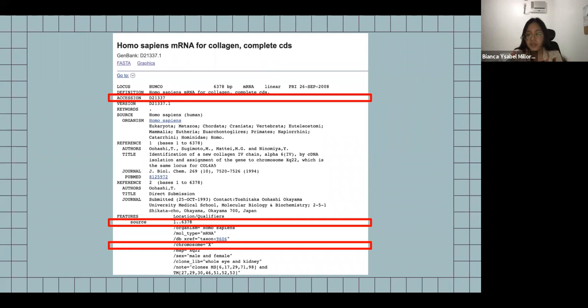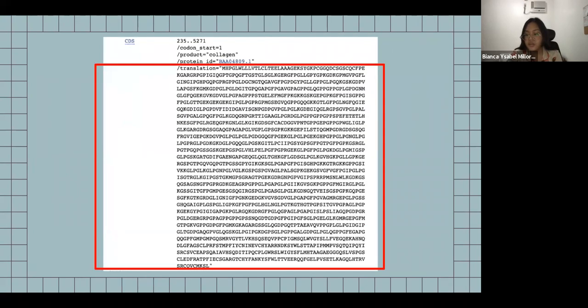This shows the GenBank data of the BLASTN. The GenBank accession number of the protein is D21337. Here we can also see that it is present in the chromosome X of humans. It starts at base 1 and ends at base 6378. This is the translated sequence, and it will be used for the FASTA sequence of the BLASTP.